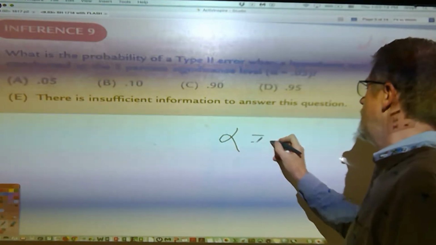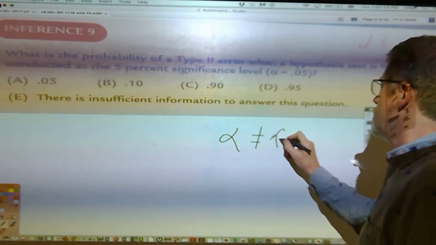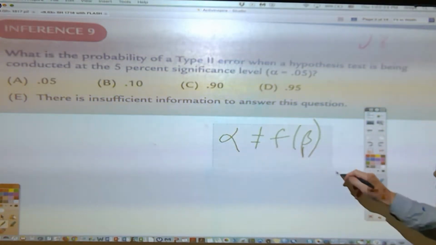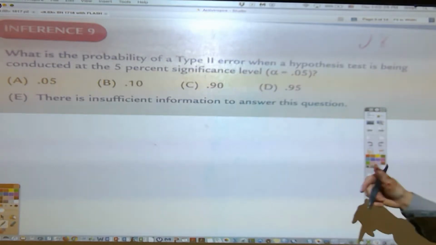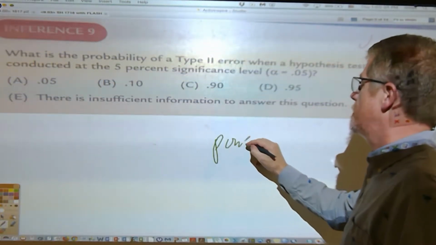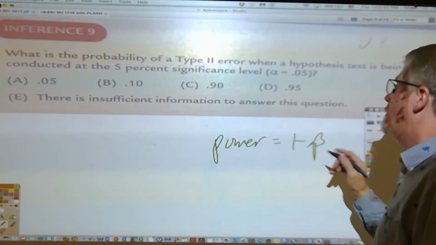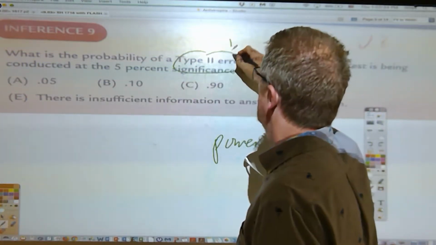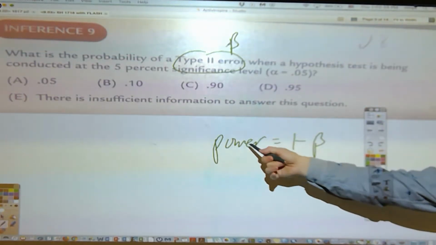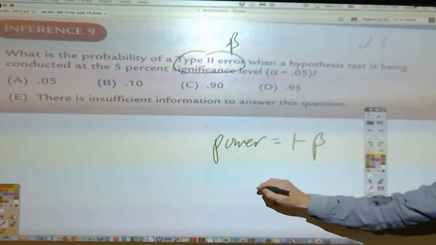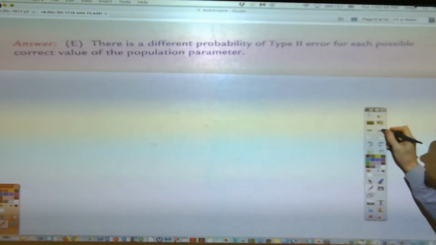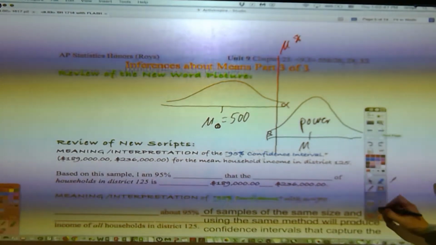Alpha does not equal some function of beta. So there's just not enough information. You would need to know power. If they gave you power, since power is 1 minus beta, then you could have calculated the probability of a type 2 error. Beta is the probability of a type 2 error. So if they had given you power, you would have taken beta is 1 minus power, but they didn't. It was insufficient information.